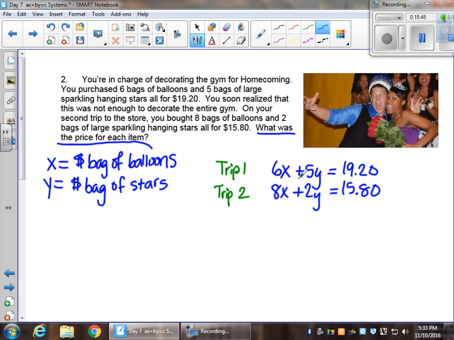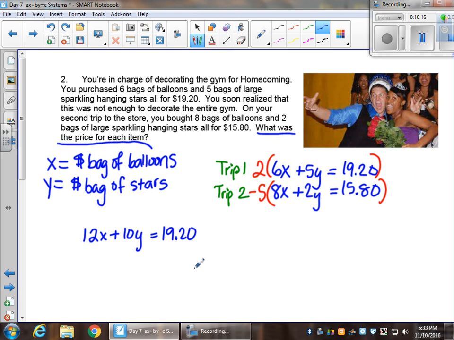I'm going to choose to get the y's to cancel. So my goal is 10. To make that happen, 5 times 2 is 10. And then I need this to be a -10. It's a positive, so I don't have to multiply by a negative. Negative what? 2 times -5. Remember, we can't just multiply one term. We have to multiply the whole equation. So my top equation becomes 12x plus 10y equals $19.20.